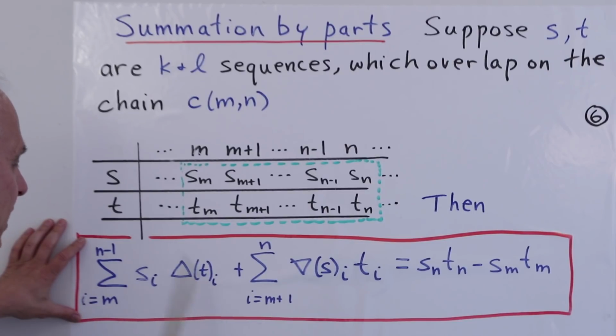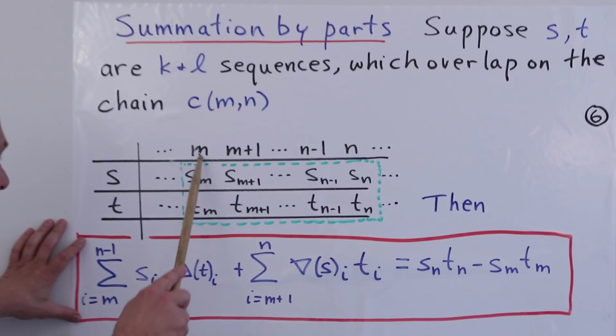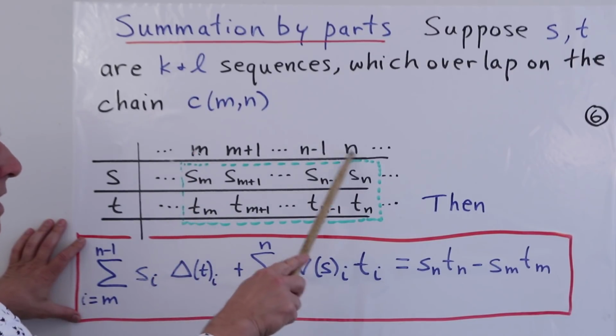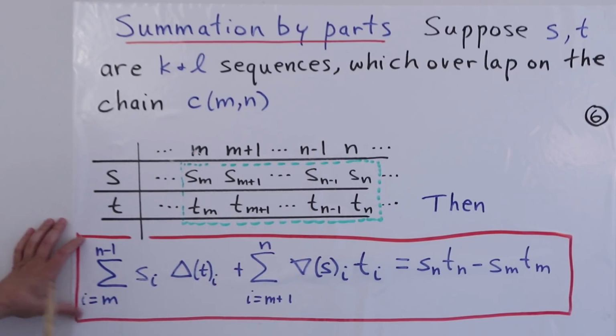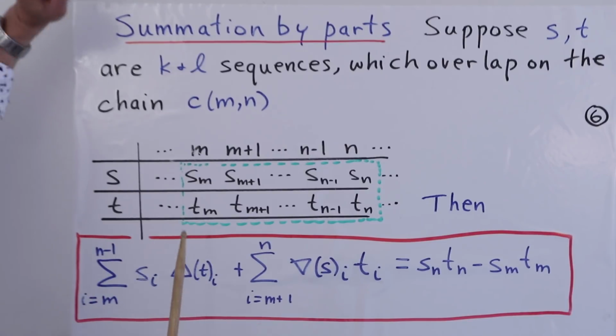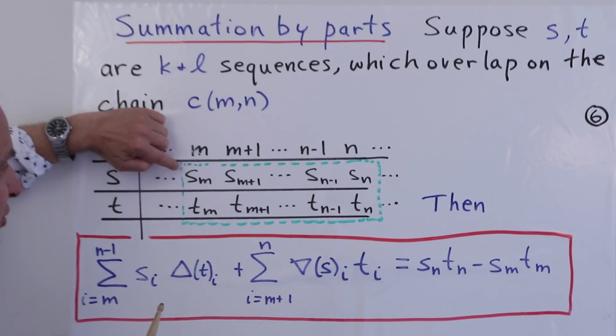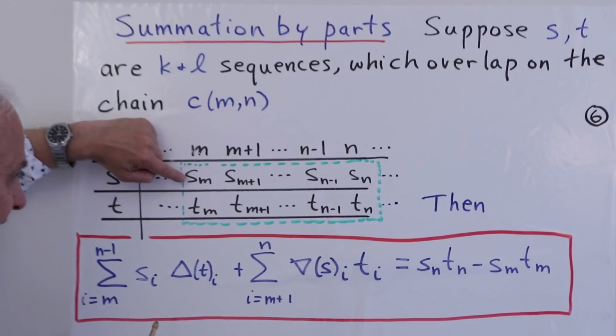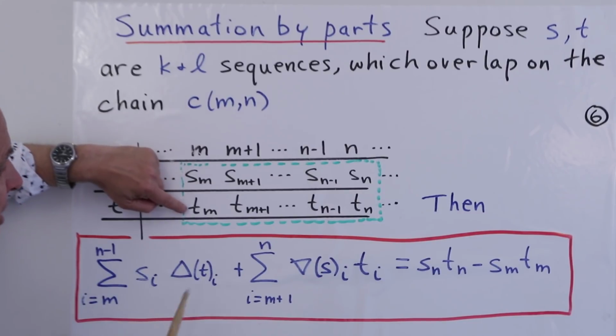Okay, let's just have a look at that first term. What does that mean? So the index is going from m to not quite n, all the way up to n minus 1. And what is it that we're summing? We're summing the products of the values of the sequence s, like s sub i, times not the sequence t, but its forward difference. So the forward difference delta of t sub i.